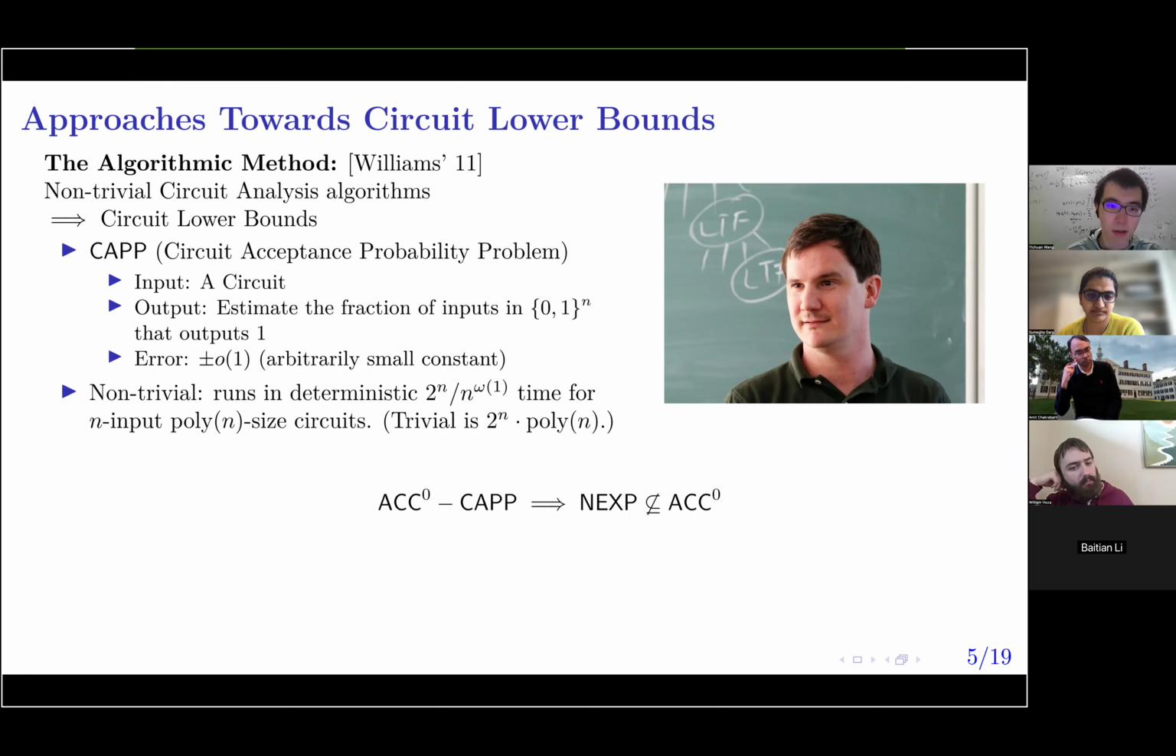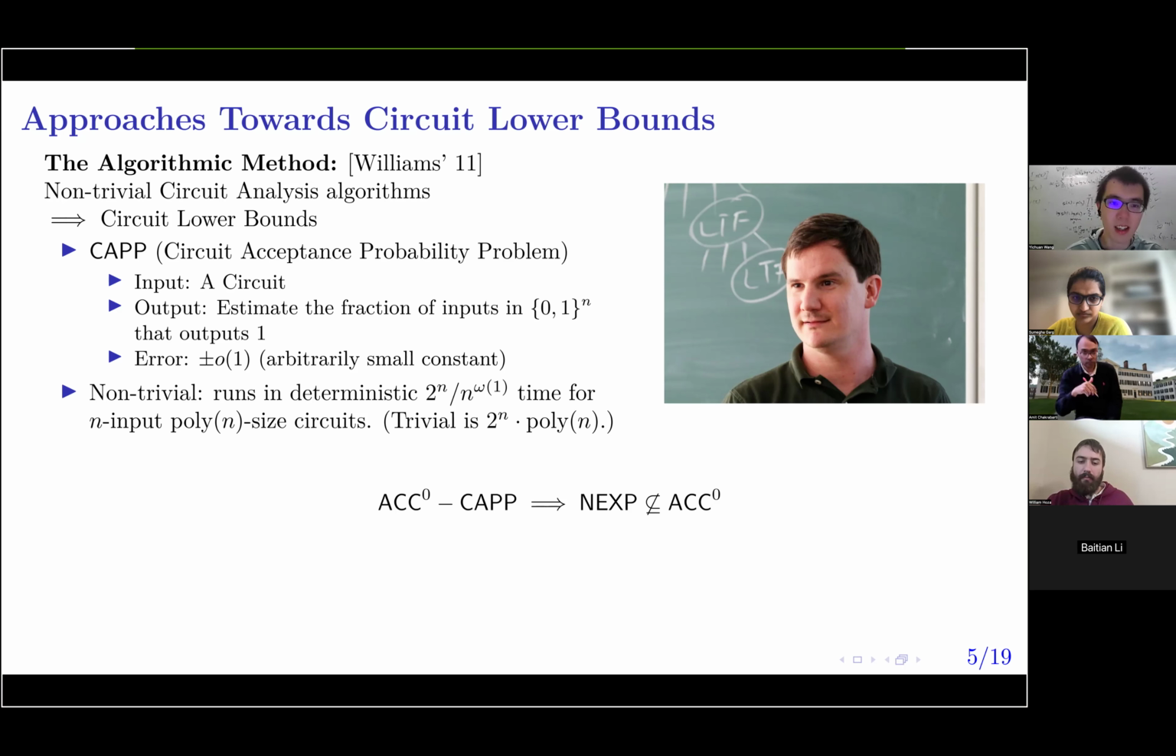And Ryan proves that if we have a non-trivial ACC0 CAP algorithm, then we have the circuit lower bound that NEXP is not in ACC0. And Williams also designed a CAP algorithm for ACC0 circuits without any assumption, the unconditional algorithm. So it implies an unconditional circuit lower bound.